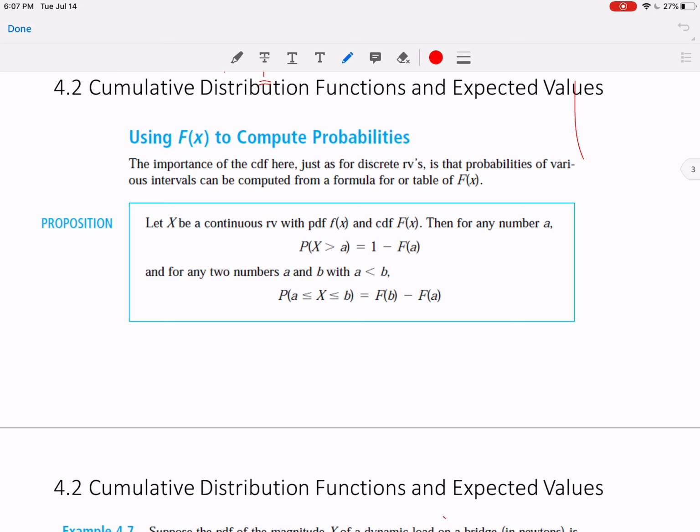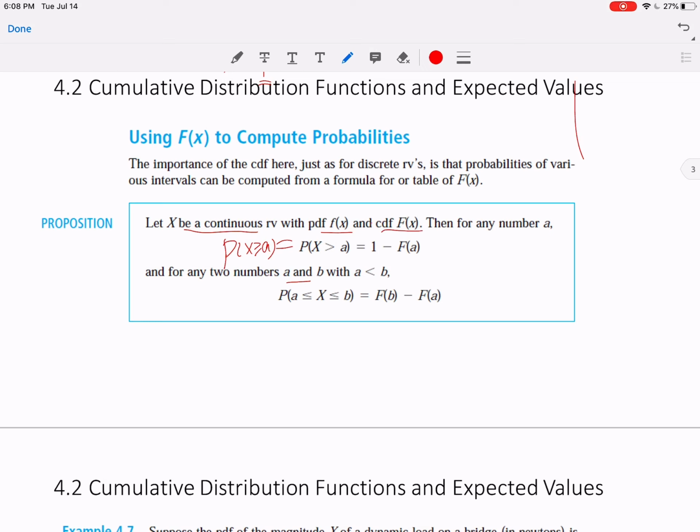Let X be a continuous random variable with a PDF of f of x and CDF, the capital F of x. Then for any number a, the probability x is greater than a is equal to 1 minus F of a. Since we don't have to worry about the boundary points, the probability x is greater than or equal to a is equal to the probability x is greater than a, because the probability of a single point is always equal to 0. And for any two numbers a and b, the probability x is greater than or equal to a, less than or equal to b is equal to F of b minus F of a.